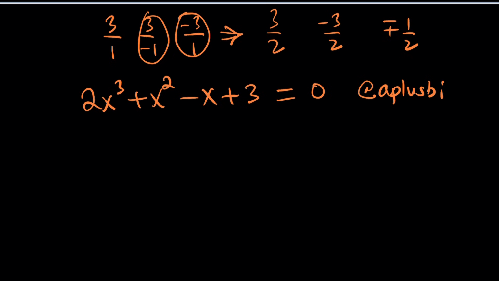Great, so let's see how we can handle this with the cubic formula. First of all, we need to make it a monic equation, which means the coefficient of x cubed, which is the leading coefficient, needs to be 1. So let's divide both sides by 2.